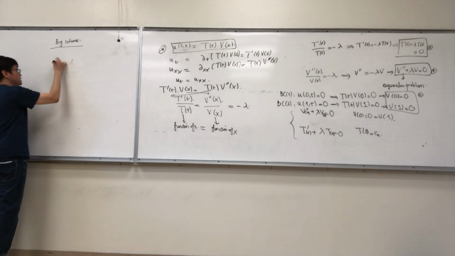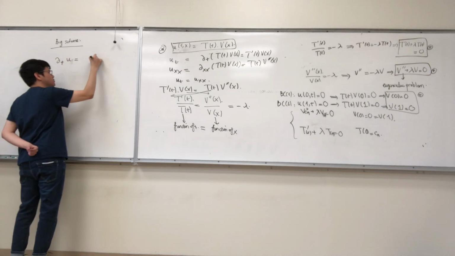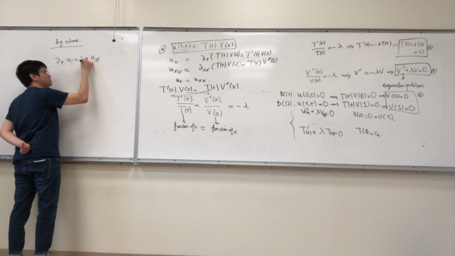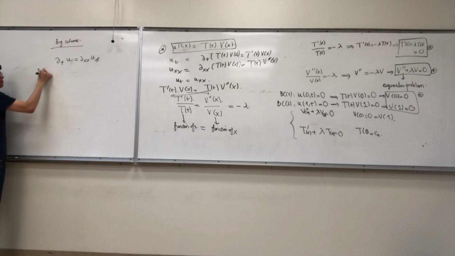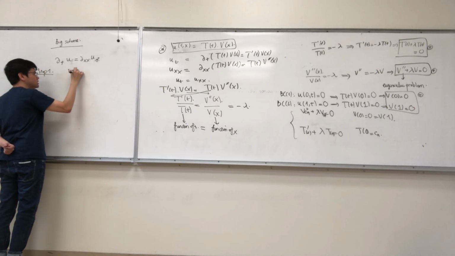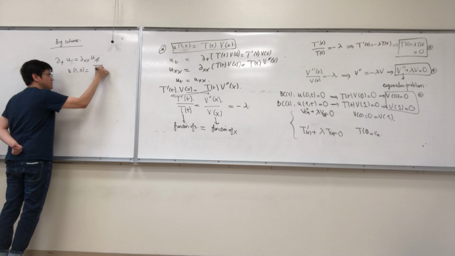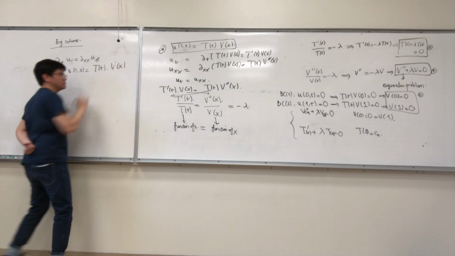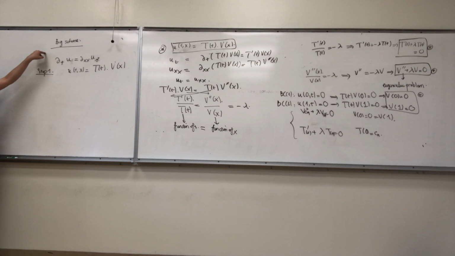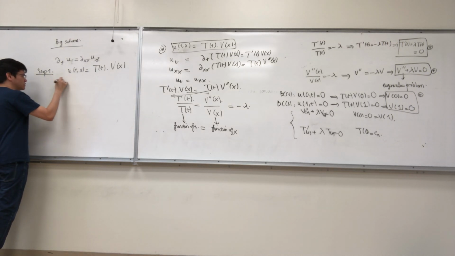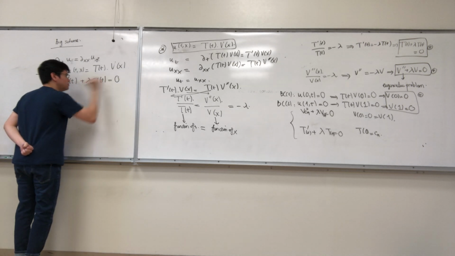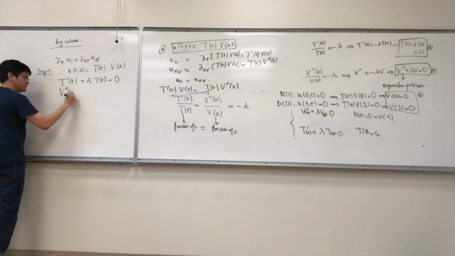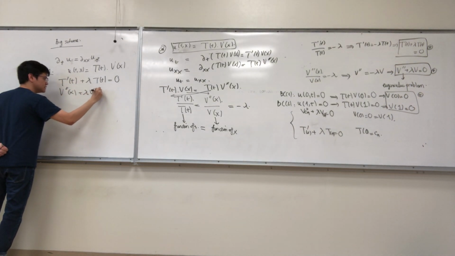All right, so you have ∂t of u is ∂xx of u. Step number 1: you have u(t,x) will be T(t) times V(x), right? And then you plug this into the equation, and you're going to have two equations. You have T prime plus lambda T is 0, and you have V second of x plus lambda V(x) is 0.